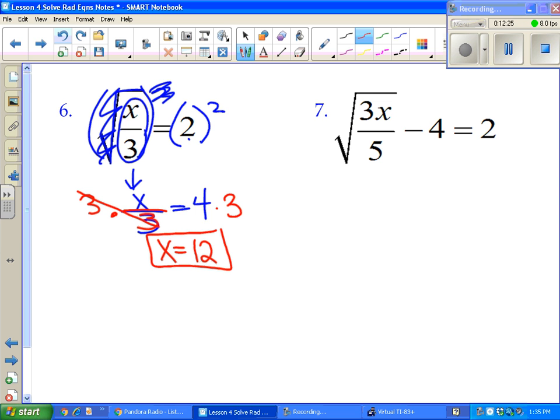So 12, if I were to substitute 12 back up in here, 12 divided by 3 is 4, and the square root of 4 would give me 2. So just kind of checking to see if the answer works, and it does.